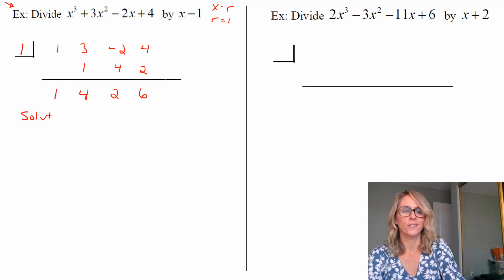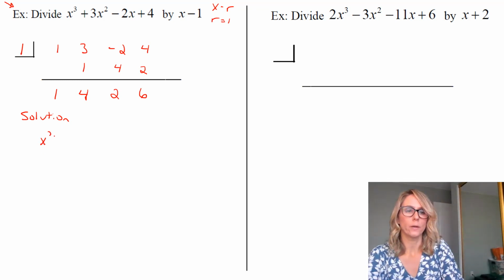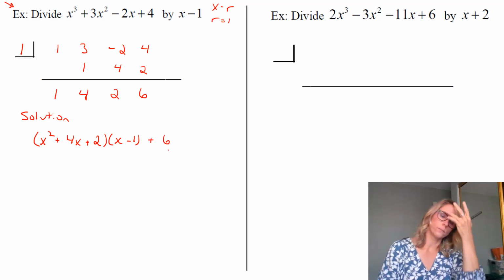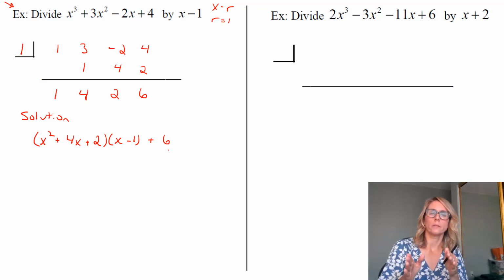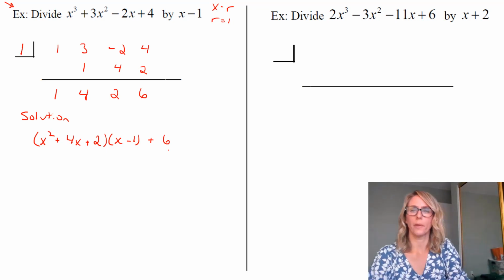Okay, so our solution here is, again, we want to go 1 down from the dividend, 1 degree down. So we have x squared plus 4x plus 2, and that's going to be a remainder of 6. So what it's telling us is that x minus 1 divides into that polynomial with a remainder of 6. So that's what we want to kind of remember there.